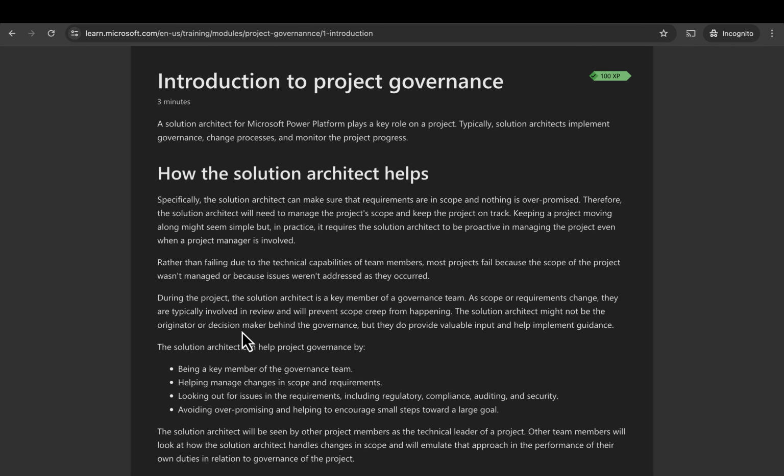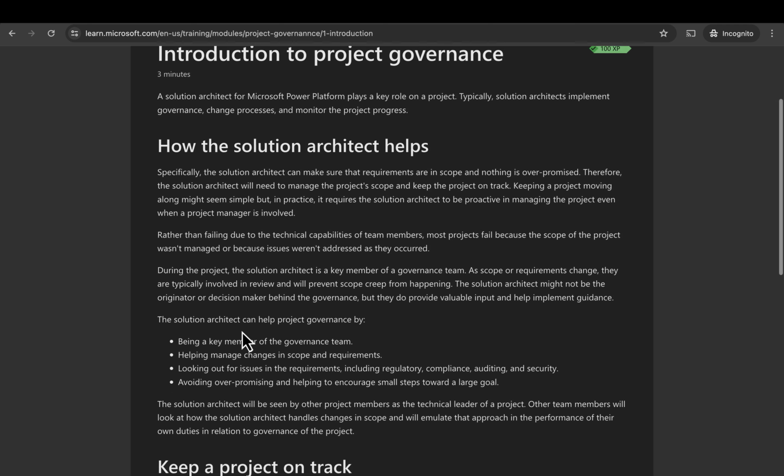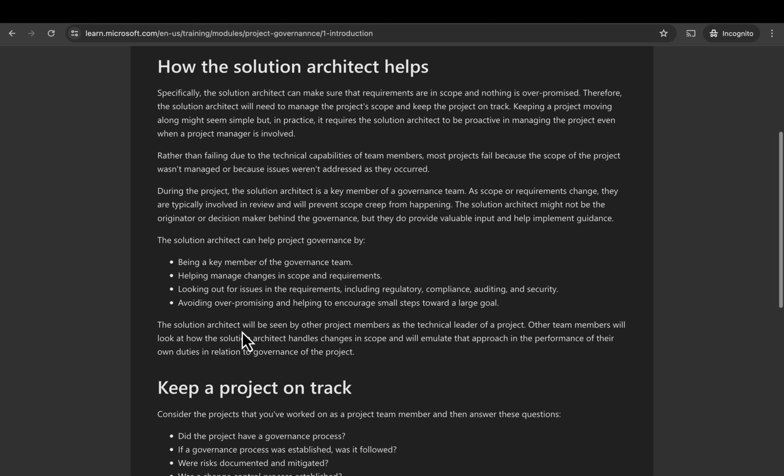Introduction to Project Governance. A solution architect for Microsoft Power Platform plays a key role on a project. Typically, solution architects implement governance, change processes, and monitor the project progress. How the solution architect helps. Specifically, the solution architect can make sure that requirements are in scope and nothing is overpromised. Therefore, the solution architect will need to manage the project scope and keep the project on track.